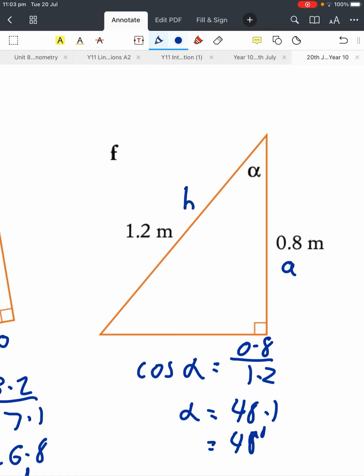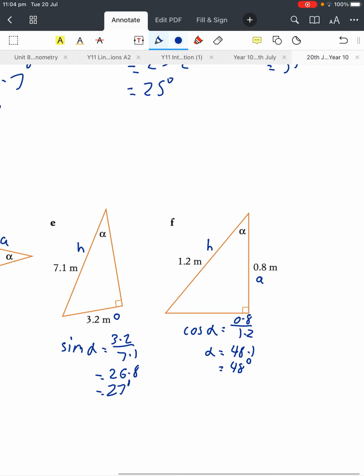So hopefully, 48 degrees. Hopefully you've got a little bit better understanding of it.